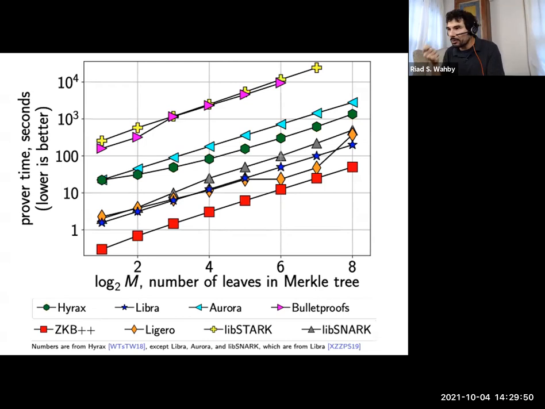So I want to draw your attention to a couple that we saw on the last slide. ZKB++ on the last slide we saw had really big proofs. But what we see here is it's really, really fast to generate those big proofs. And in contrast, what we saw before was that bulletproofs had tiny proofs. But now we can see that actually the prover is quite slow, comparatively speaking, to generate those tiny, tiny proofs. So again, we see kind of a trade-off here.